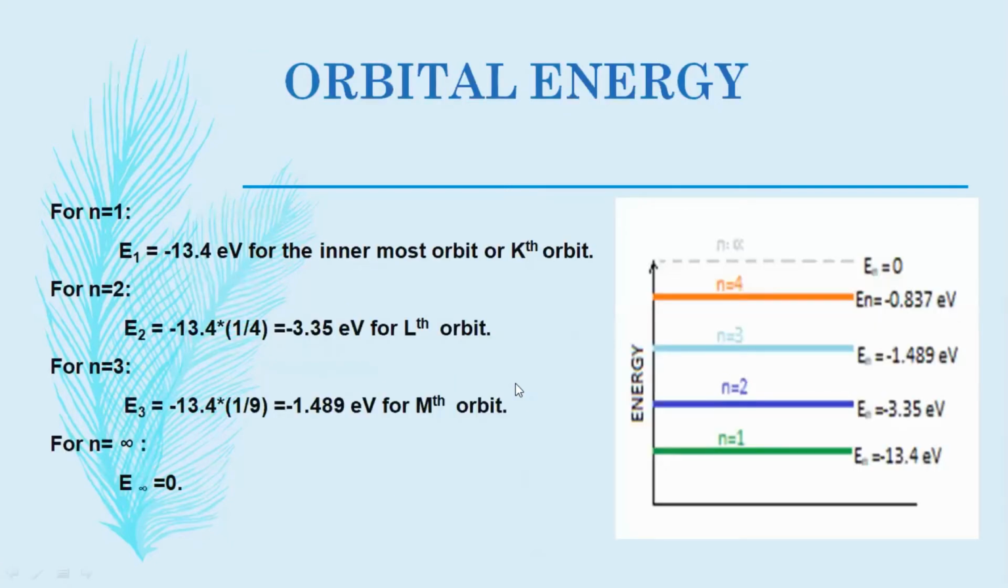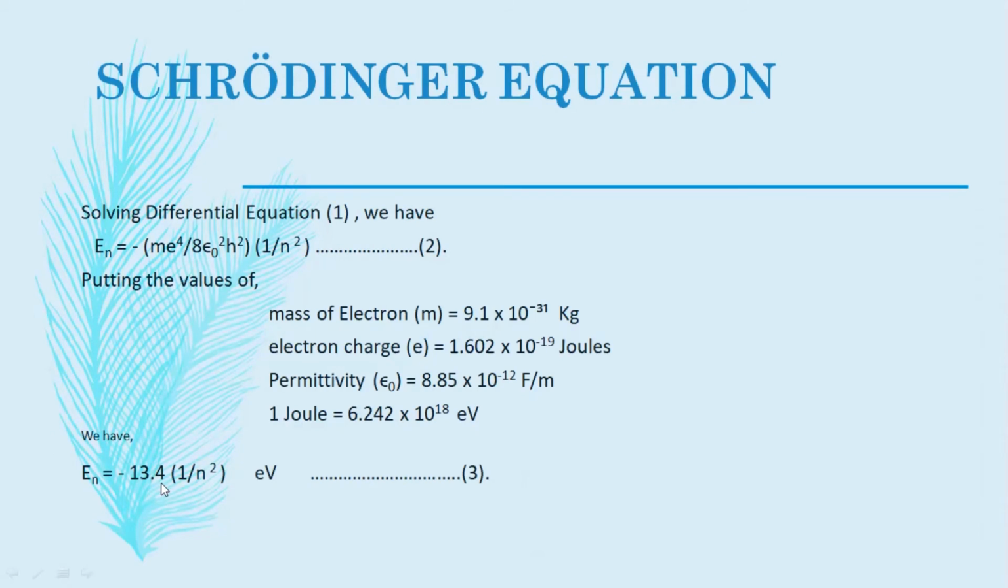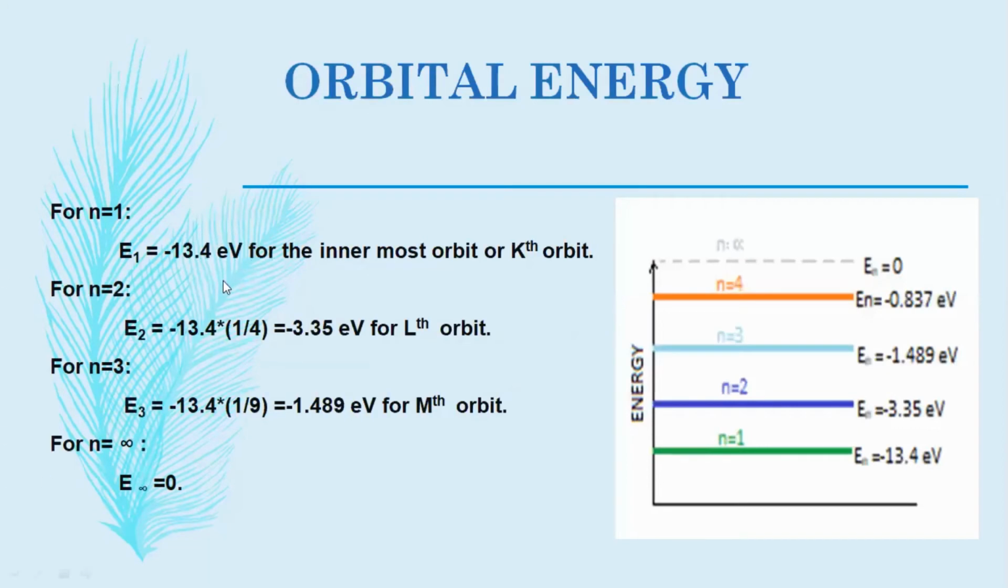Now if you consider a hydrogen atom, it has a single electron in the first orbit, so the value of n is 1, and you will have minus 13.4 electron volt energy for the first orbital electron. That means if you want to remove the electron from its first orbit, you have to apply 13.4 electron volt energy from outside. That's why it is minus. For n equal to 1, this is the innermost orbit, or K orbit, of any atom.